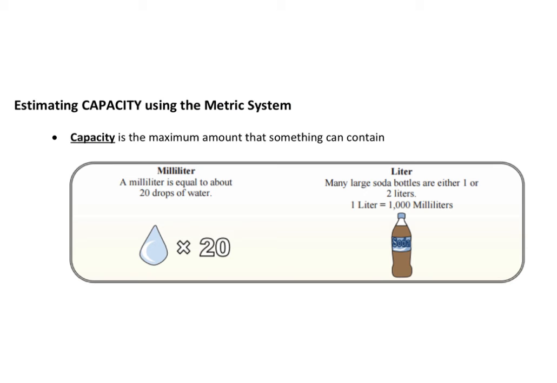When we estimate capacity using the metric system, we will compare things as either milliliters or liters. A milliliter is equal to about 20 drops of water, so it's a pretty small amount. A liter is made up of 1,000 milliliters. Liters are used to measure things like the amount of soda that comes in a bottle. Usually soda bottles come in either 1 or 2 liter containers.